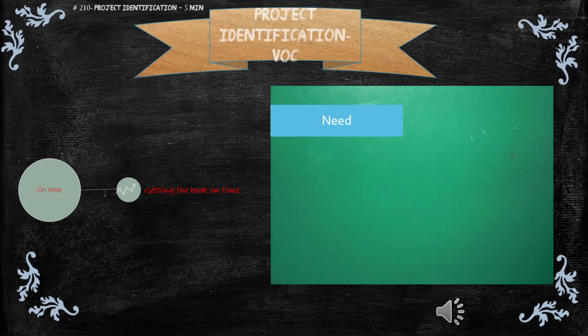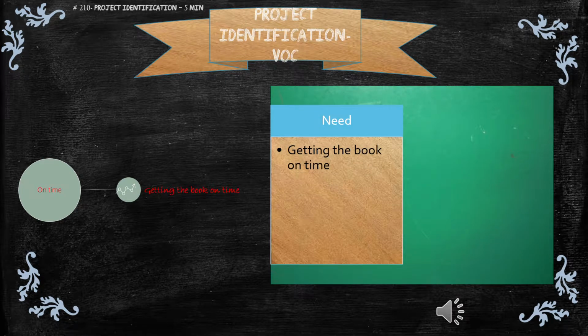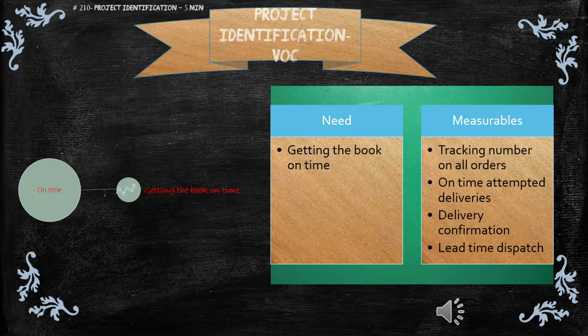This takes the online store from customer needs to business measurables, which are tracking number on all orders, on-time attempted deliveries, delivery confirmation, lead time dispatch. We translated needs from the customer's language into meaningful measurable actions that a business can measure and improve upon. Or in other words, we created CTQs.